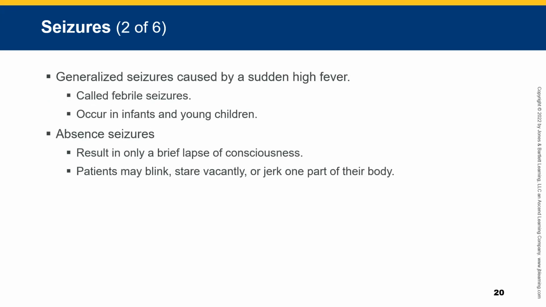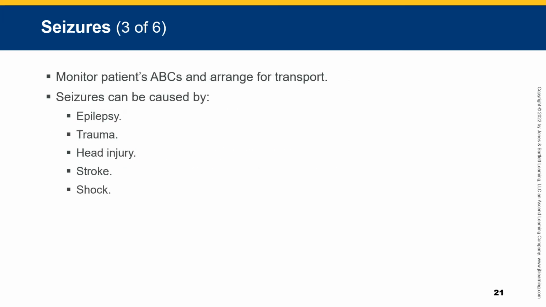One cause of generalized seizures is a sudden high fever. These seizures are called febrile seizures. They occur most commonly in infants and young children. Some seizures result in only a brief lapse of consciousness. These seizures are called absence seizures. Patients may blink their eyes, stare vacantly, or jerk one part of their body. You must monitor the patient's ABCs and arrange for transport to an appropriate medical facility right away.